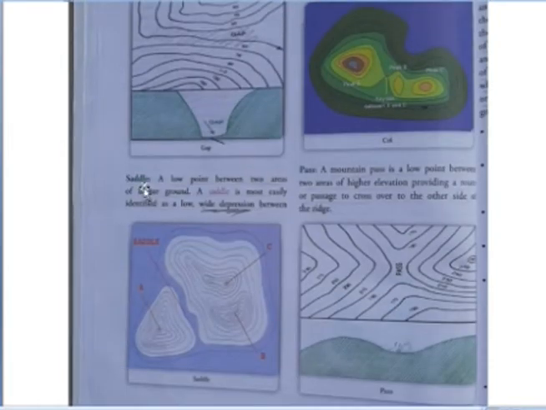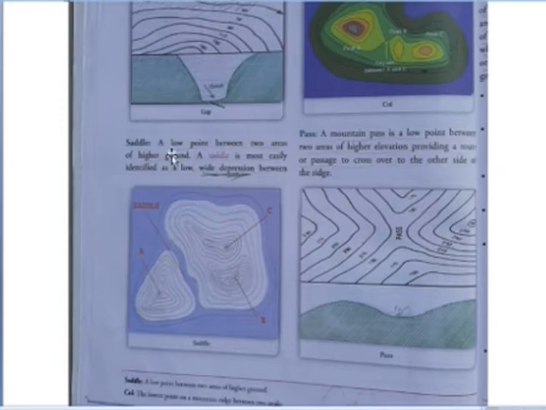And what is a saddle? A saddle is a low point between two areas of higher ground. So this is higher ground and this is higher ground, and between these two higher grounds there is a space, a depression between these two highlands. This shape is forming a saddle.